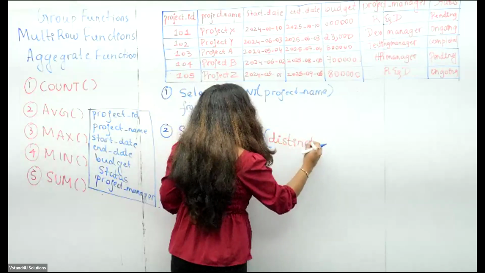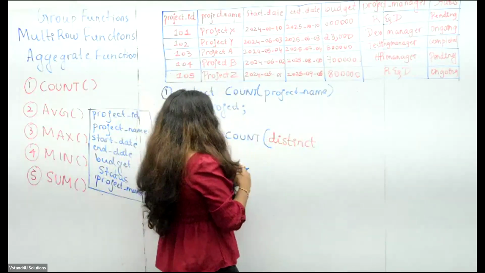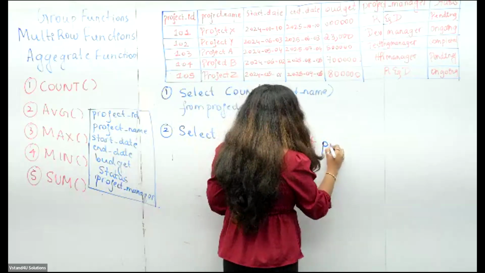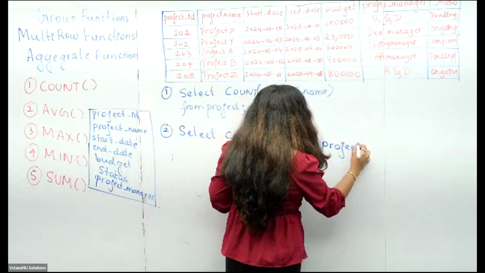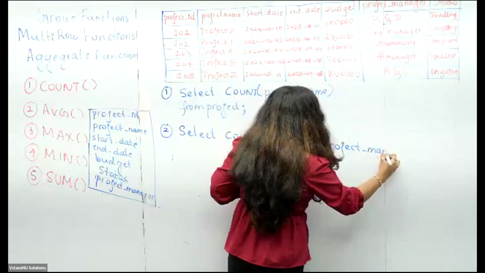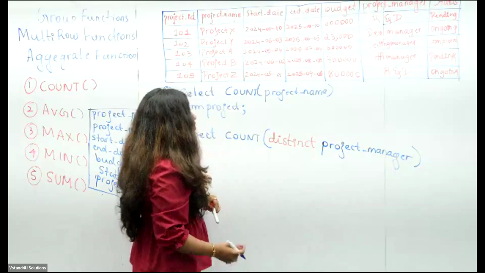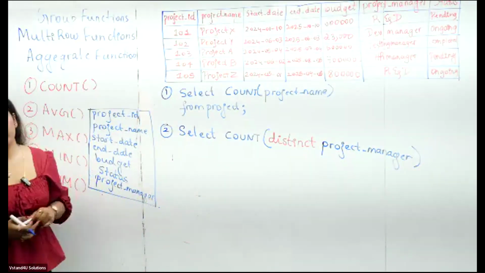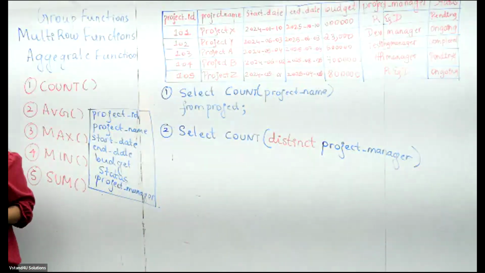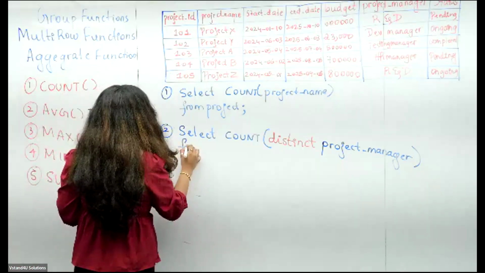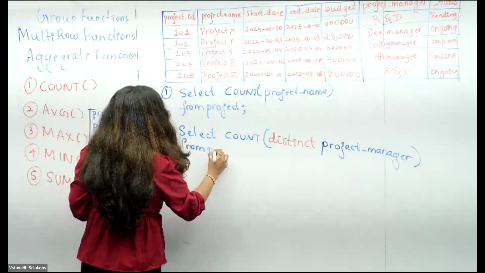You will be using distinct of what? Distinct of which column? Distinct of project manager column. Yes or no? Then what you have to write? Then you have to write it as from project.